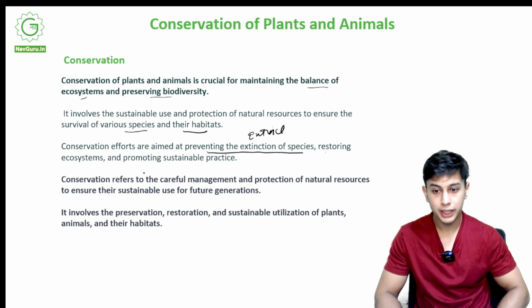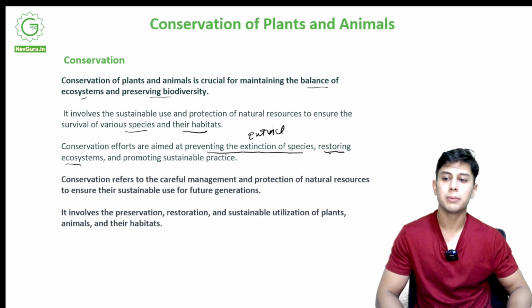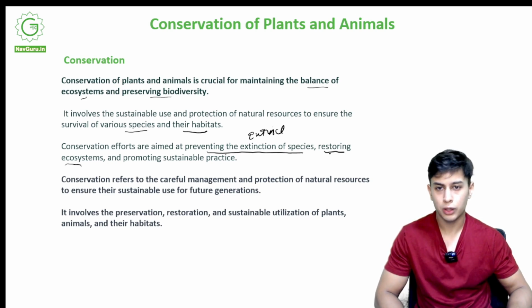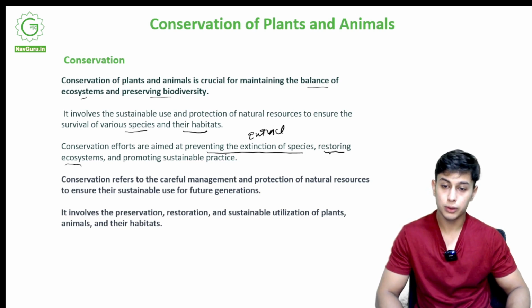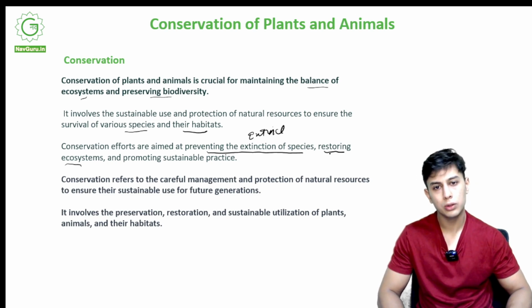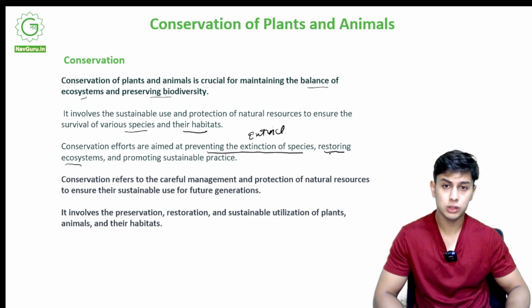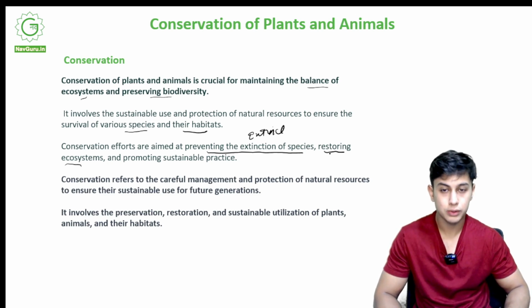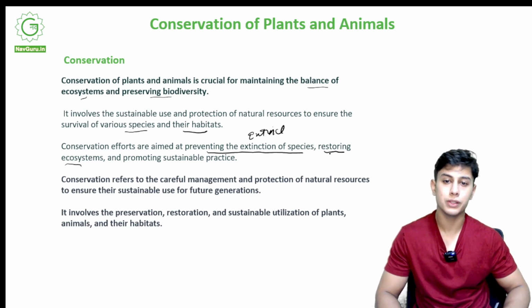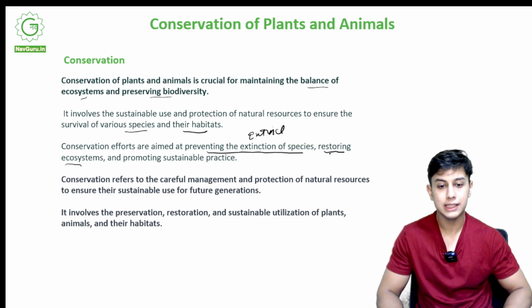We want restoring of ecosystems. Conservation aims at restoring ecosystems. For example, if some ecosystem has been destroyed by making a lot of human houses, making cities, consider a city like New York or New Delhi. There was a time when it was all jungle. Long ago, it was just jungle, and now there are houses, human settlements, so they disrupted all that jungle, all those ecosystems. What we want is to restore that ecosystem somewhere else. And promoting sustainable practice.